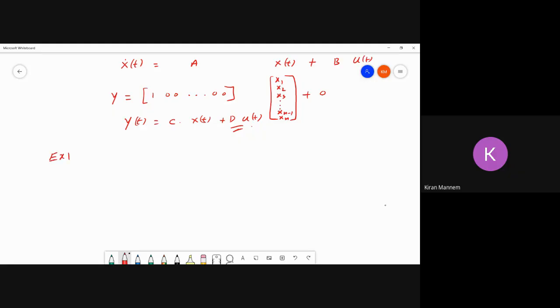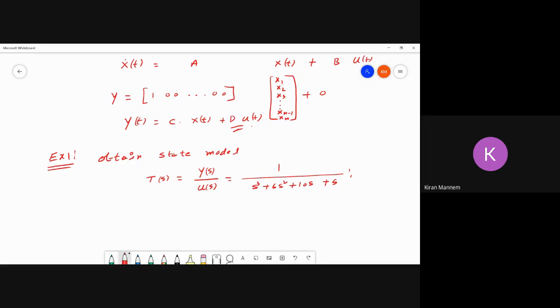Example number 1. Obtain the state model of the transfer function, T(s), which is Y(s) by U(s), equal to 1 by s cube plus 6s square plus 10s plus 5. This is the problem.